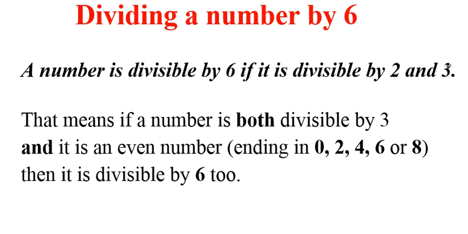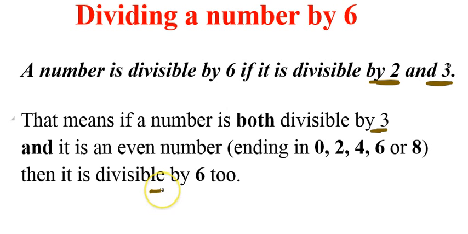The trick is that if the number is divisible by 2, at the same time divisible by 3, then that number is divisible by 6. Which means that if the number is both divisible by 3 and at the same time an even number, then that number will automatically be divisible by 6 without a remainder.